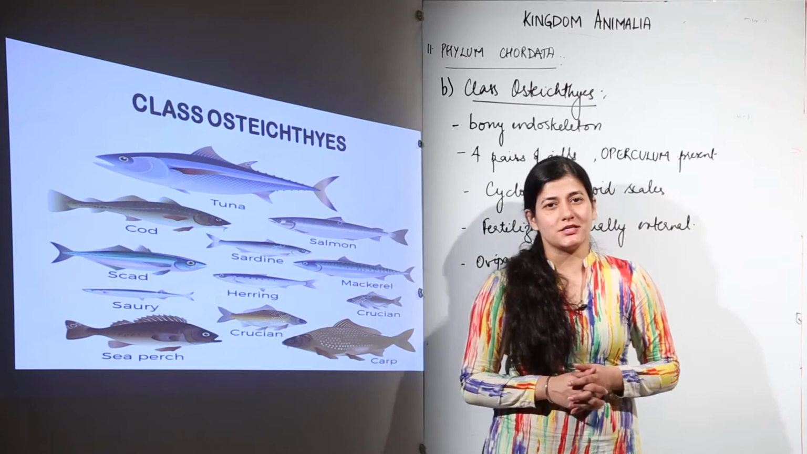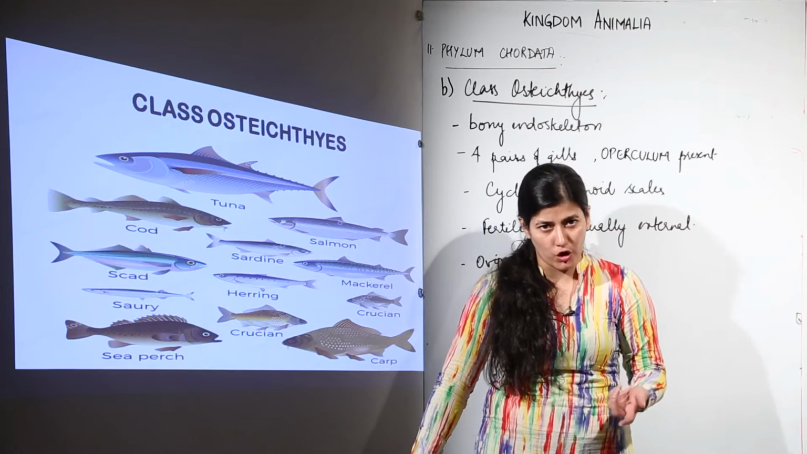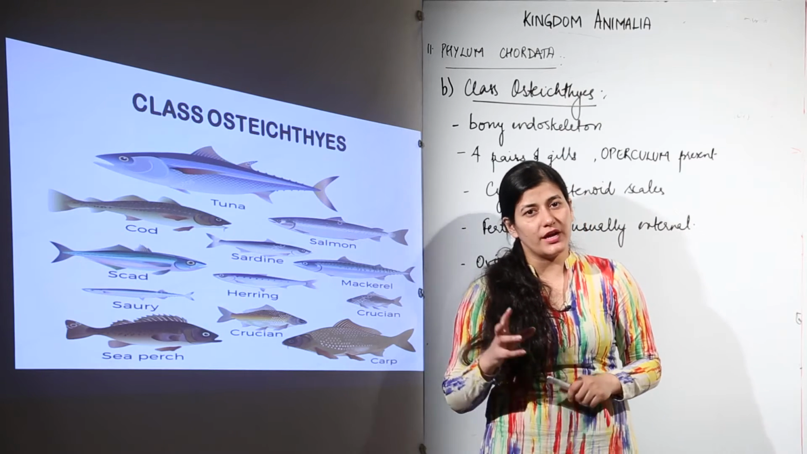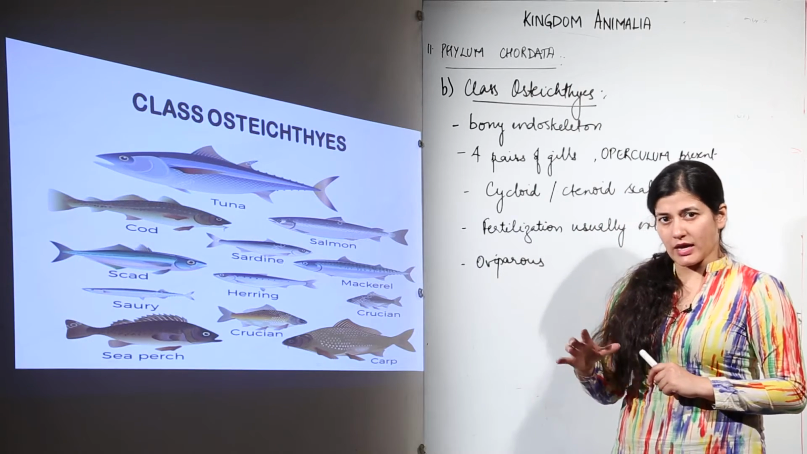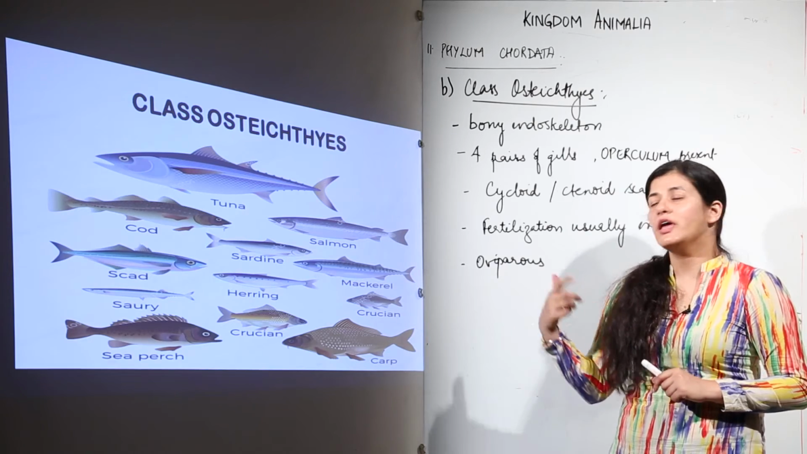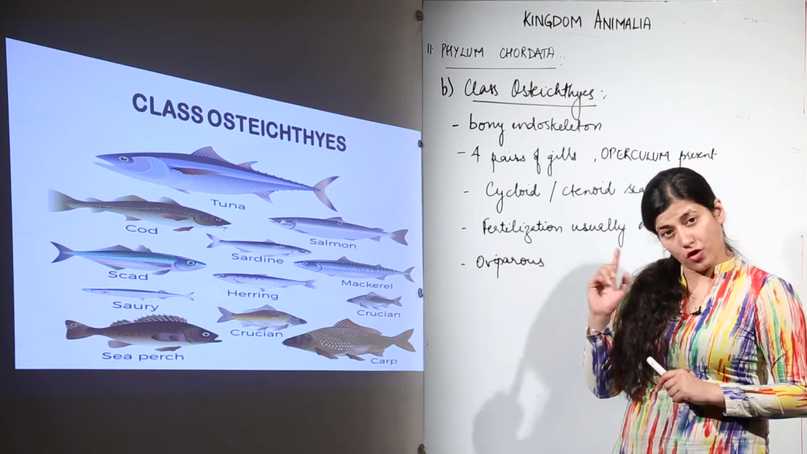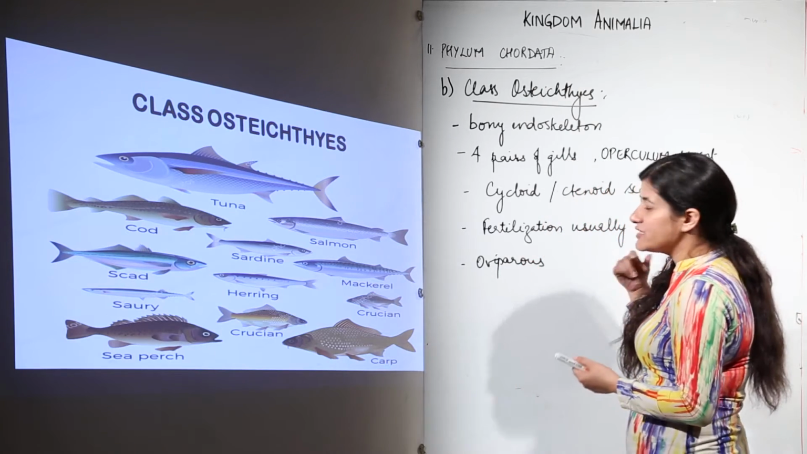Next in Pisces is class Osteichthyes. Break the word: Osteo is for bones, so we are going to find a bony endoskeleton. Now these are fishes only. What we have to pay attention to is the points of difference between Osteichthyes and Chondrichthyes. Otherwise all the characteristics would be the same, that they would have a streamlined body.